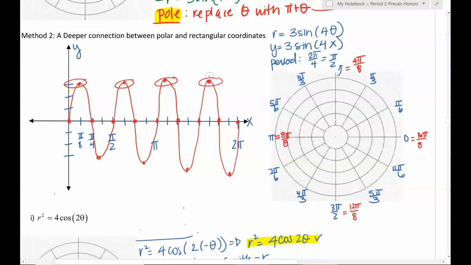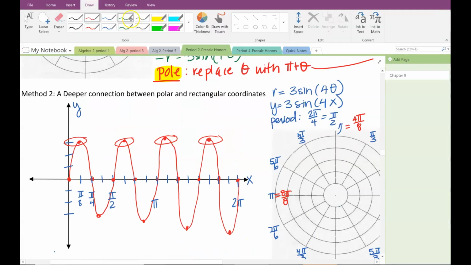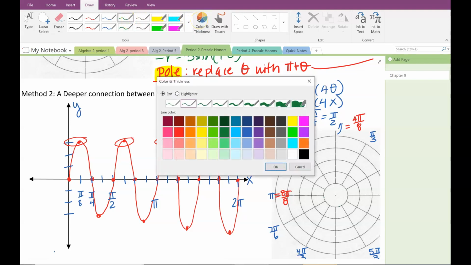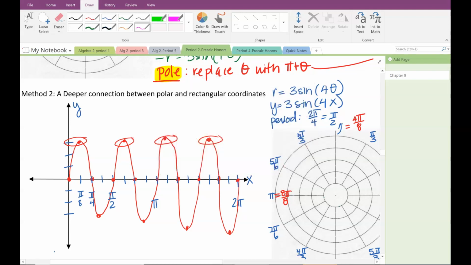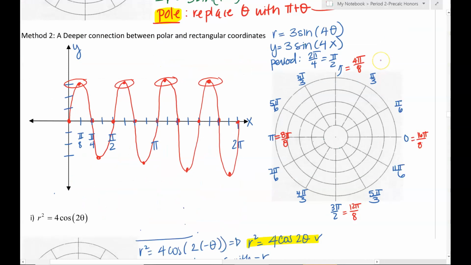The max is 3 units long, and the first one is at pi over 8. So pi over 8 is slightly smaller than pi over 3, so let's get a different color to graph out this beautiful rose. How about if I go and see, is there a purple? Let's try purple. That's fun, huh? All right, let's do that. Sounds good. Okay, so we will start with pi over 8 and 3 units. So 1, 2, 3. So let's guess that's right there. Okay, so that's pi over 8.